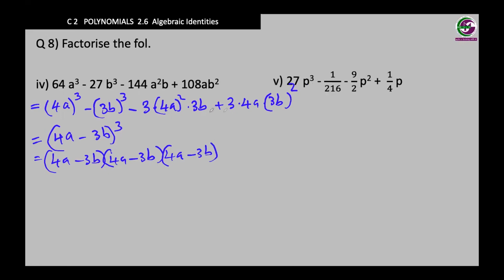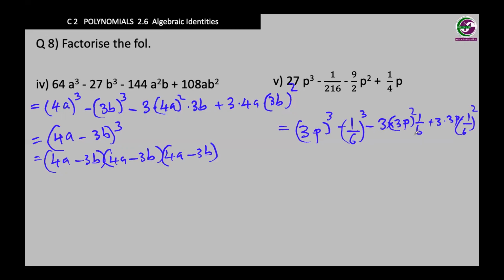Great. Now the last part of question 8. We can rewrite 27p power 3 as (3p) power 3, minus 1 by 216, where 216 is 6 power 3. Let's try the next term: 3 times the first term square times the second term plus 3 times the first term times the second term square. Now, 6 square is 36. Here we have 9, so we have only 4 left. Yes, it's correct.